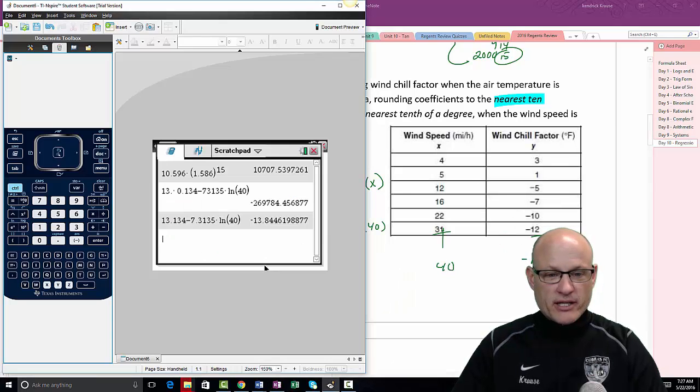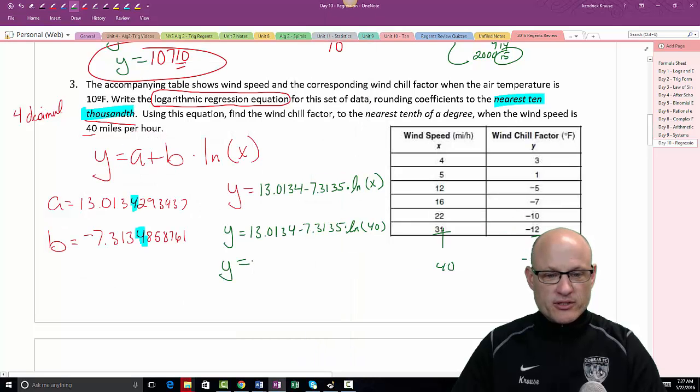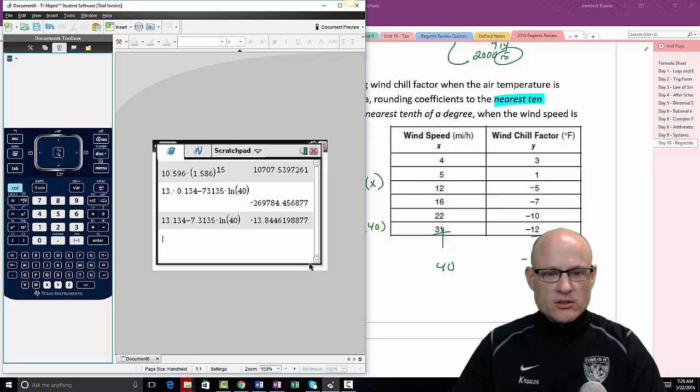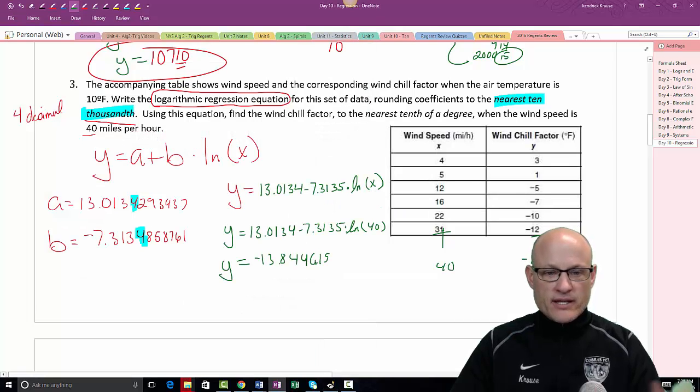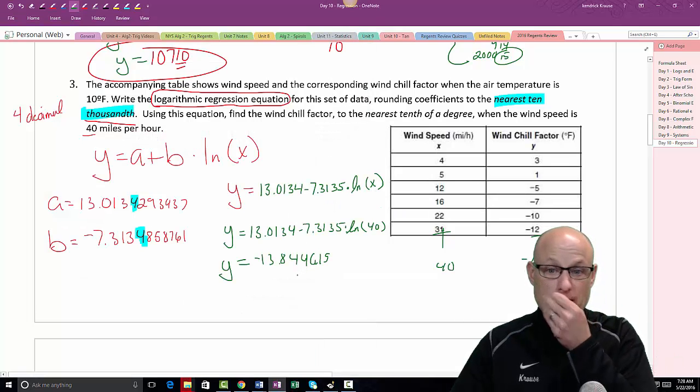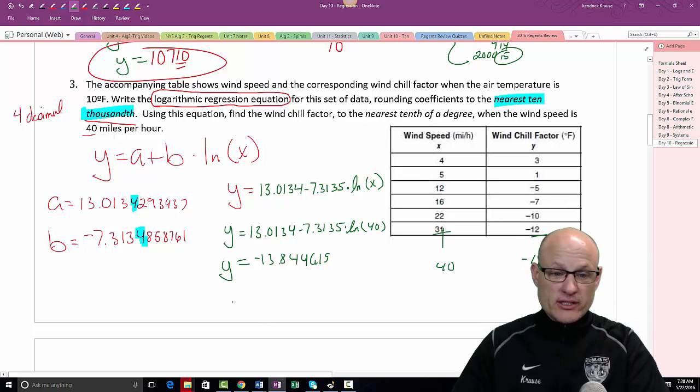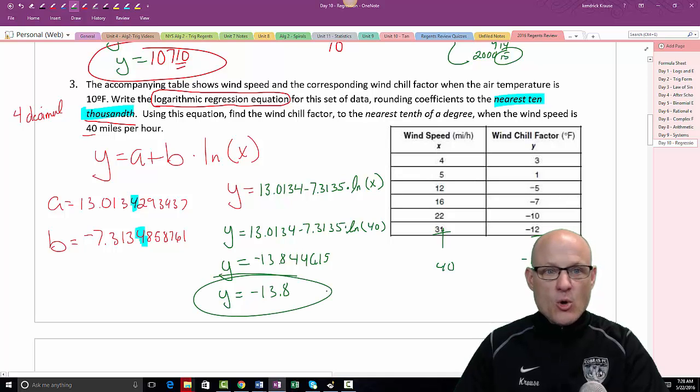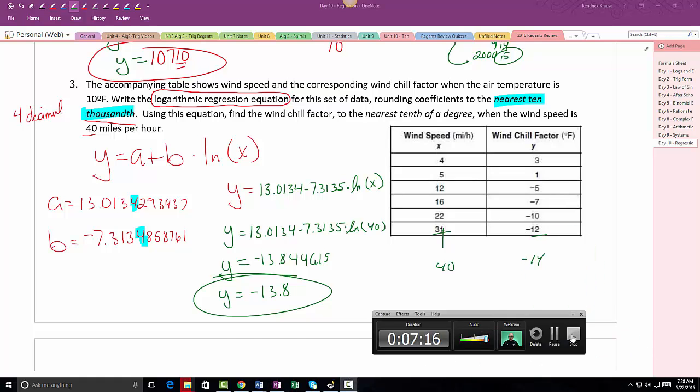Don't just be a monkey and write down what they tell you. Negative 13.844619. And they want it rounded to the nearest tenth of a degree. So y equals negative 13.8. All right, I'll be back. That was painful. Got messed up all kinds of stuff.